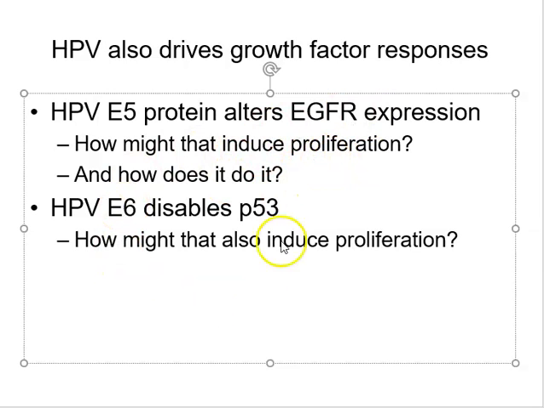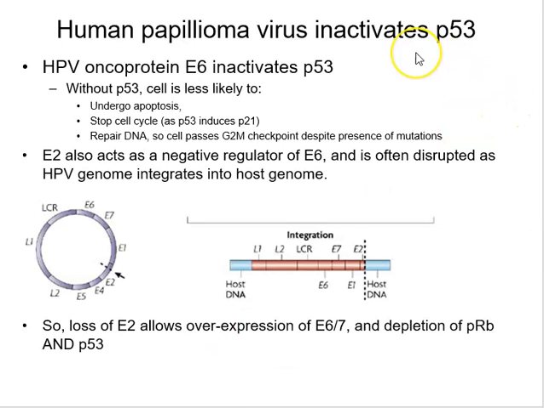And if you're going to study this particular virus, you might want to explore this activity or the E7 activity and look at exactly how that happens. But this slide just summarises the P53 aspect of it. So the HPV oncoprotein E6 inactivates P53, and without P53, your cells are less likely to undergo apoptosis, which is programmed cell death. They're less likely to stop the cell cycle because P53 induces P21. P21 takes out various cyclin-dependent kinases, and they're also less likely to repair DNA.